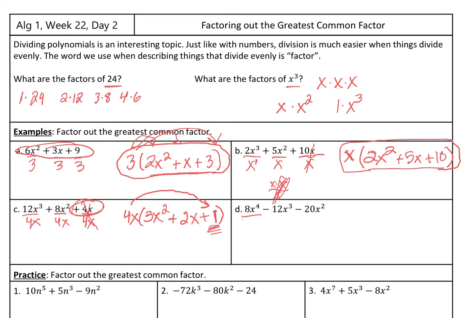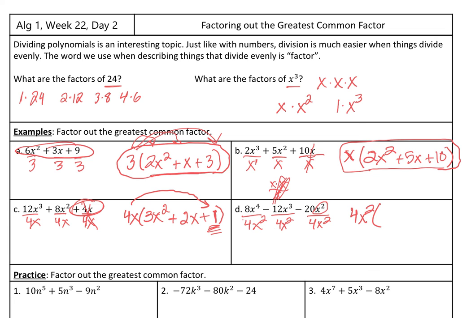What do they have in common? I can divide them all by 4. And this time my least number of x's is x squared. So I'm not going to divide just by x, because if I do, I will still have another x in common. So I'm going to divide each of them by 4x squared. That's what I'm going to write on the outside of my parentheses.